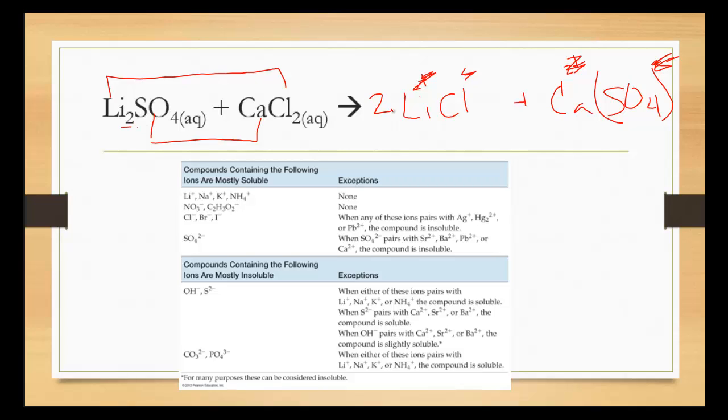SO4, we have one SO4 on the left. We only have one on the right. Calcium, we have one on the left. We have one on the right. And chlorine, we have two on the left. But because of this 2 in front of LiCl, we now have 2 on the right.